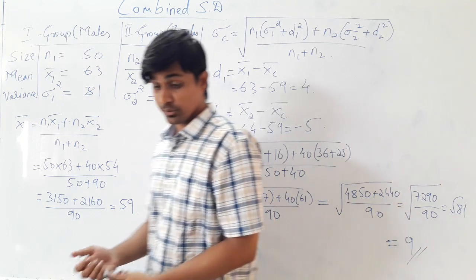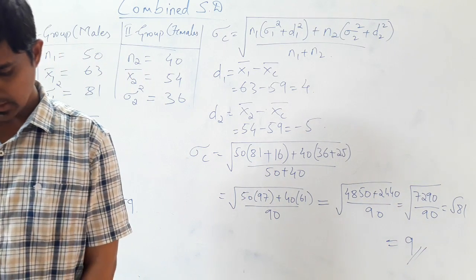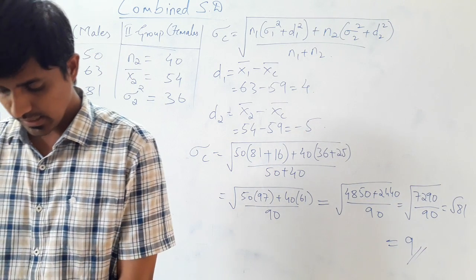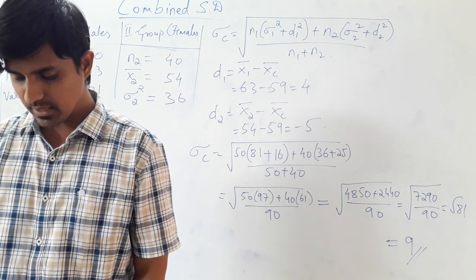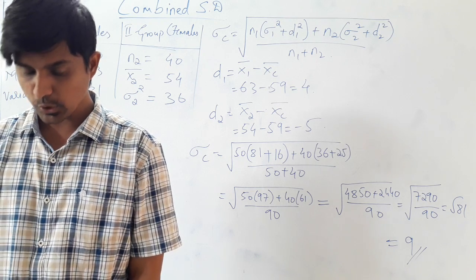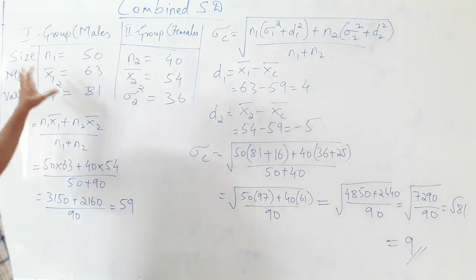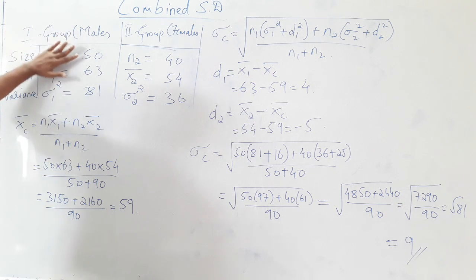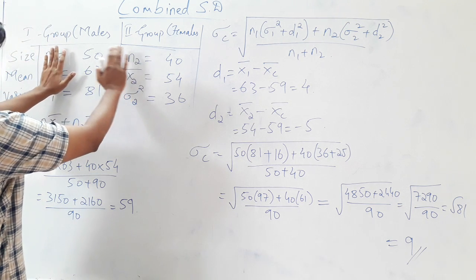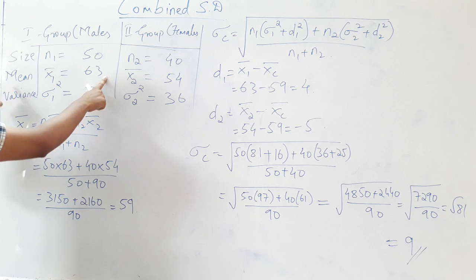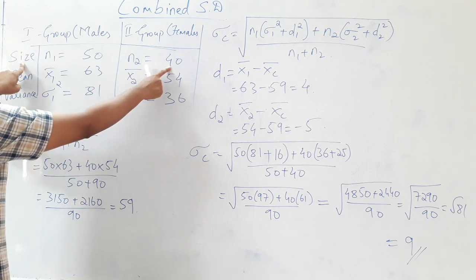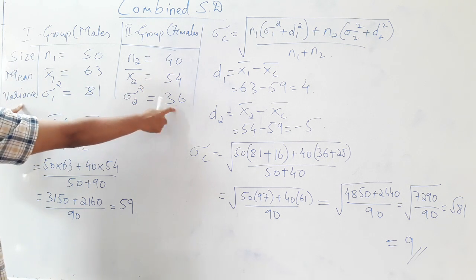Okay, we will continue with the next sum. The question is given like this: given the following data, find the combined standard deviation of the groups together. This itself is the question. They are given size 50, mean 63, variance 81, size 40, mean 54 and variance 36.